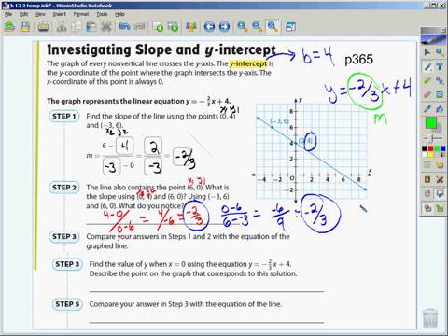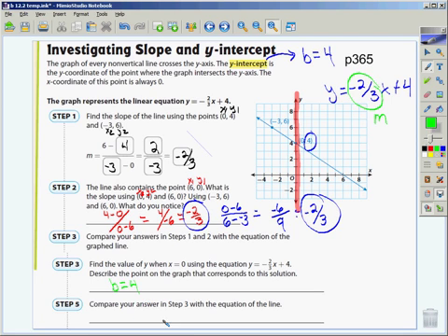And that works both ways. If they give you a line, you could figure out what an equation looks like. Or if they give you an equation, you can figure out what the line would look like. The next thing it said was find the value of y when x is 0. Well, this is where x is 0. And what's the value of y? 4, which we already said. And I'm going to write it down as b equals 4, the y-intercept.